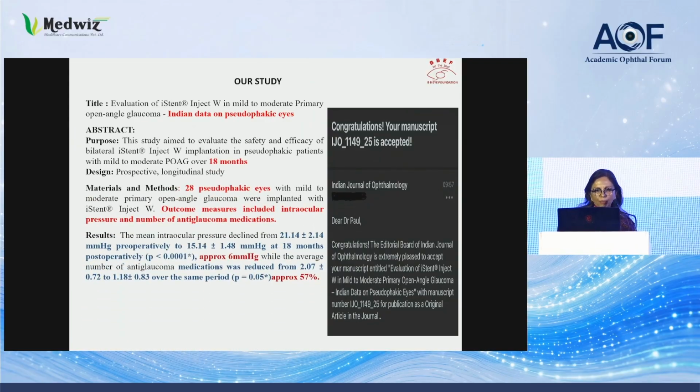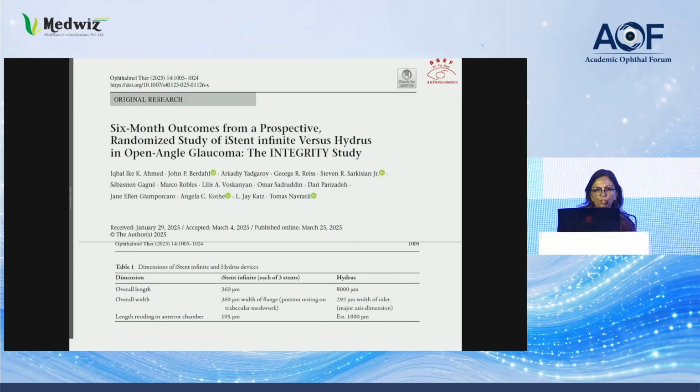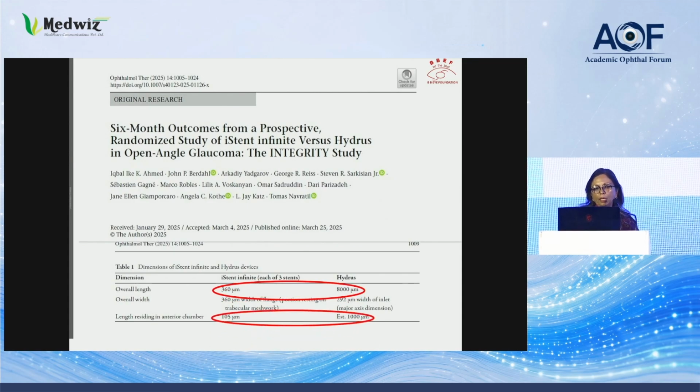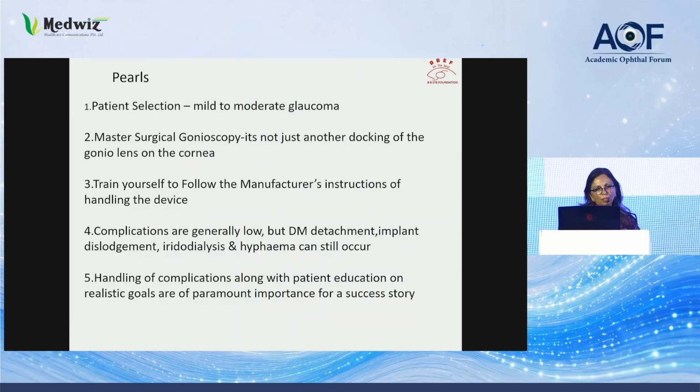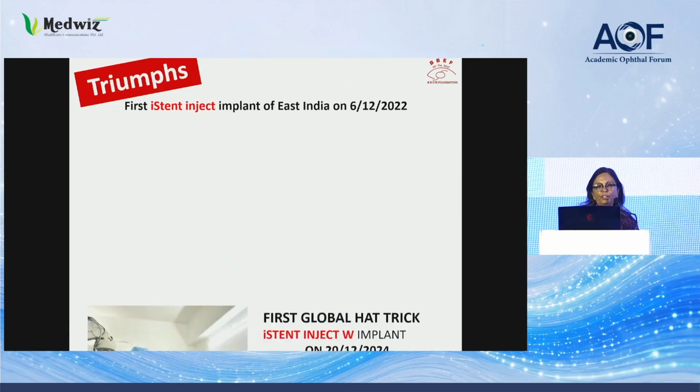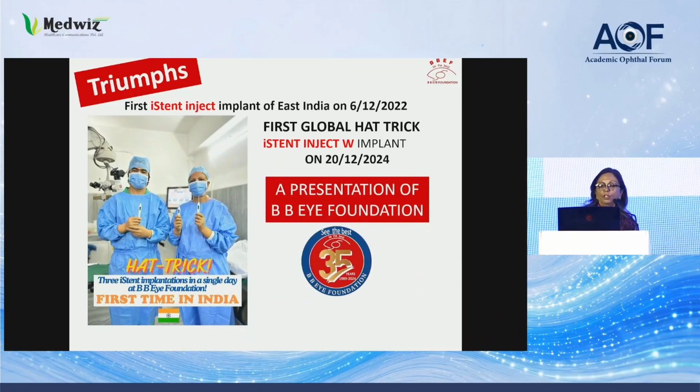This is our study accepted by the IGO for publication, and that's from none other than Aiki Iqbal, the god of MIGS, where he compares head-on the integrity study where Hydrus with the eye stent, and he definitely claims that the eye stent is better than the Hydrus. So these are the pearls which Arvind has told you already. So thank you very much for your attention.